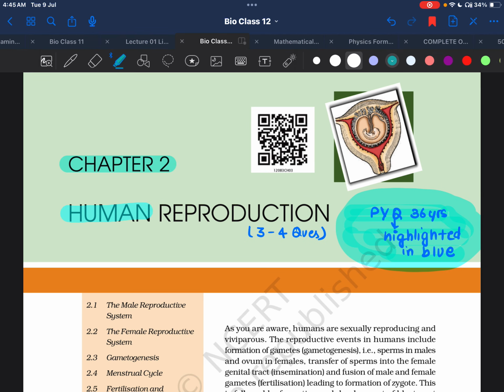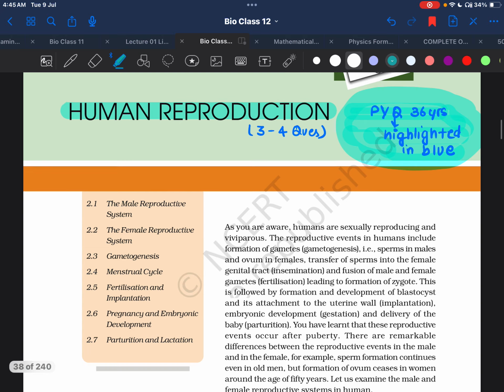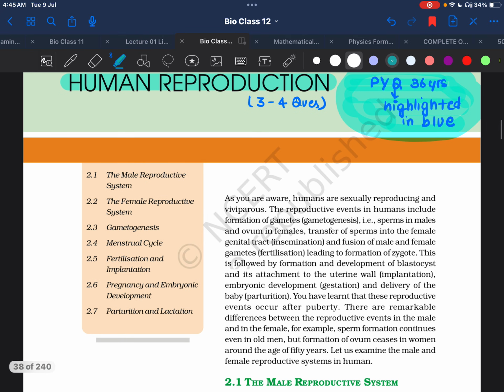Chapter 2 Human Reproduction. As you are aware, humans are sexually reproducing and viviparous.